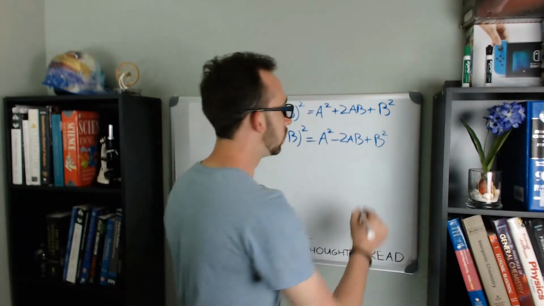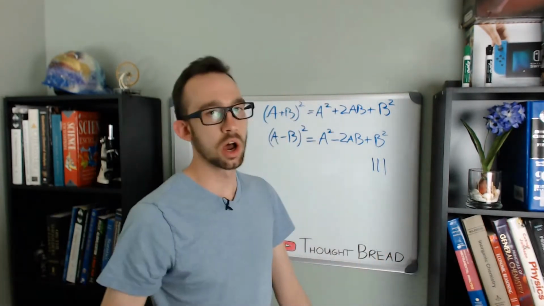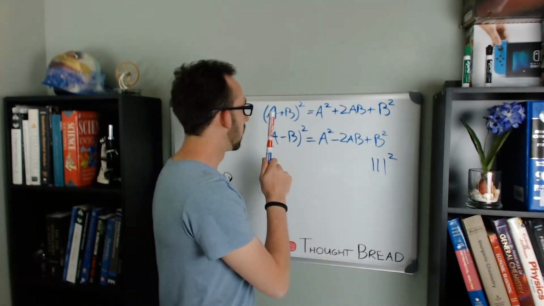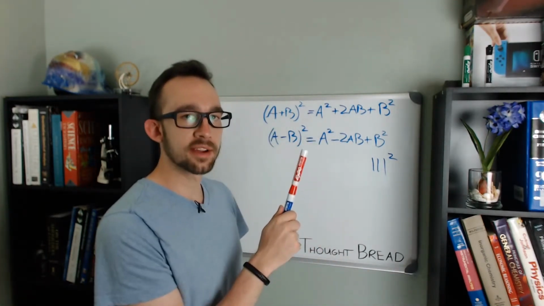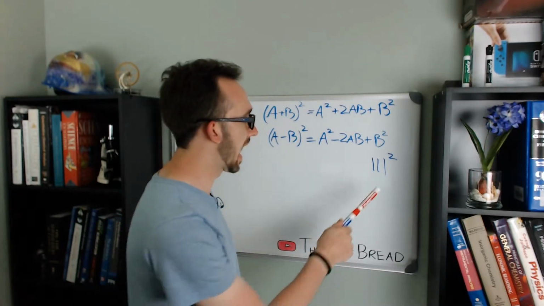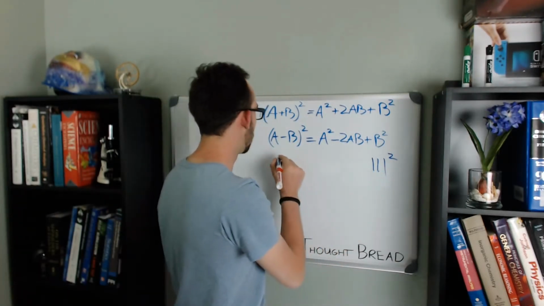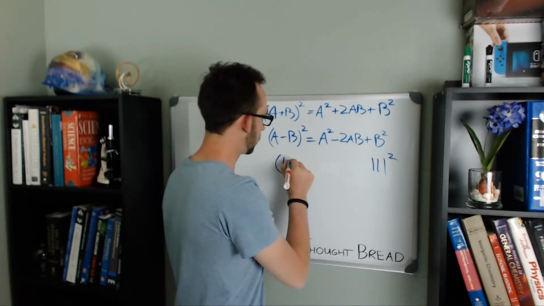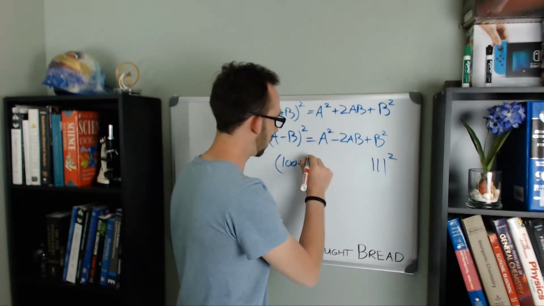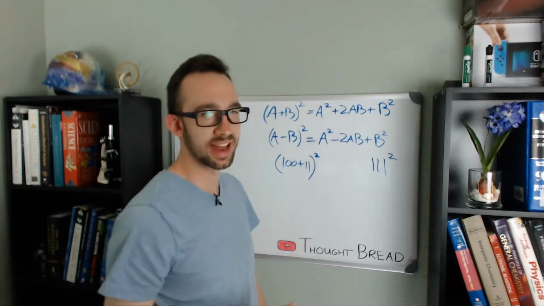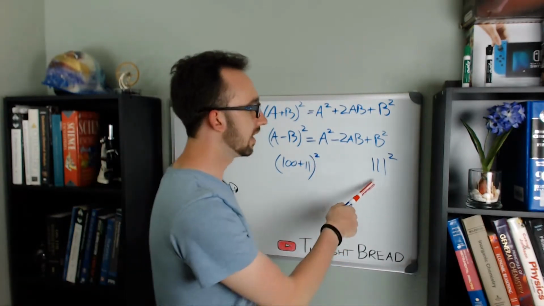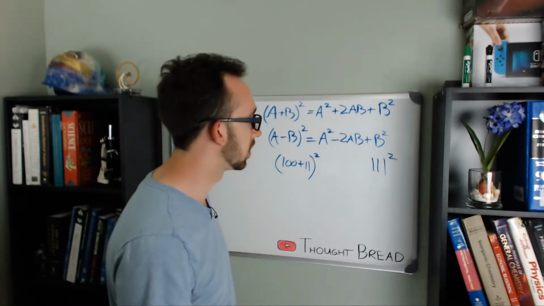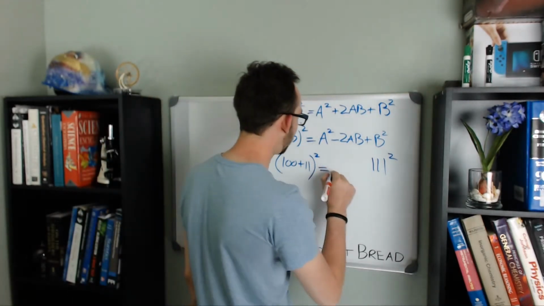Let's do 111 squared, all right? Let's do it. Now, it doesn't matter what you pick for A and B as long as they add up to whatever your number is. So I'm gonna pick, let's do 100 plus 11, all right? And I purposely picked kind of an easier one. When you get into 3-digit numbers, it gets a lot harder. There's a lot more for you to do in your head, but either way, let's do this.